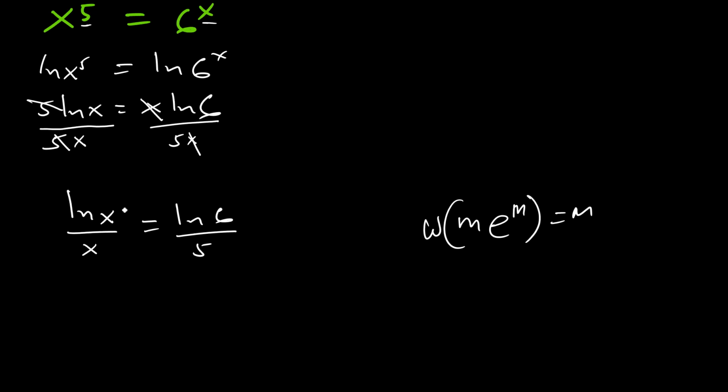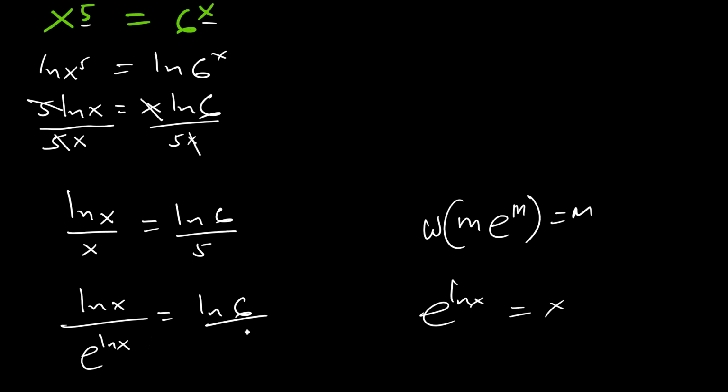So let's adjust the left hand side, and we know e raised to ln of x is the same as x. So let's introduce e here. So we have ln of x. This one can be written as, per this information, e raised to ln of x, which is the same as x. We have this.